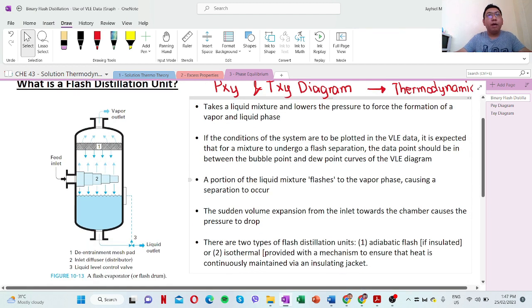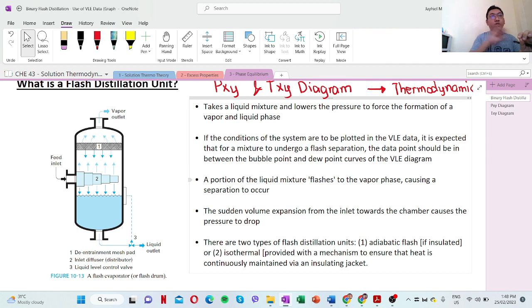Next, a portion of the liquid mixture flashes to the vapor phase, causing a separation to occur. It's called flash because of the abrupt change in pressure, since the feed inlet is very small in diameter relative to the volume of the flash chamber. Basically, it's a very big, open chamber. Take note that there is volume contraction in the inlet stream, and once it goes into the chamber, there is an expansion of volume. The expansion of volume causes the pressure to lower.